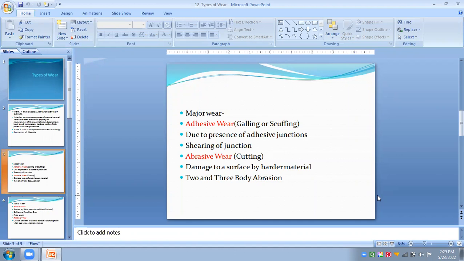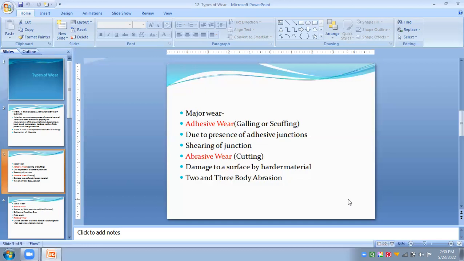So adhesive wear, in the last session we have seen, comes across as scuffing or galling. The starting of this adhesive wear is due to the presence of interfacial adhesive junctions, which are nothing but junction growth that forms where the solid materials are in contact on an atomic scale. The local pressure at the asperity becomes extremely high as a normal load is applied. These asperities deform plastically as the yield stress is exceeded, until the real contact area has increased sufficiently to support the load.